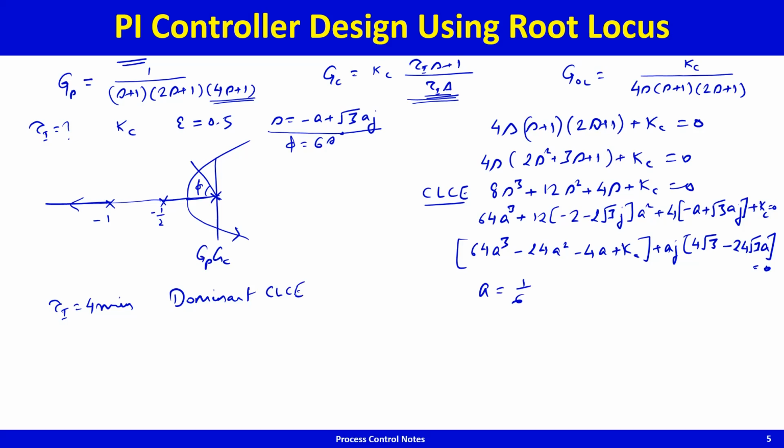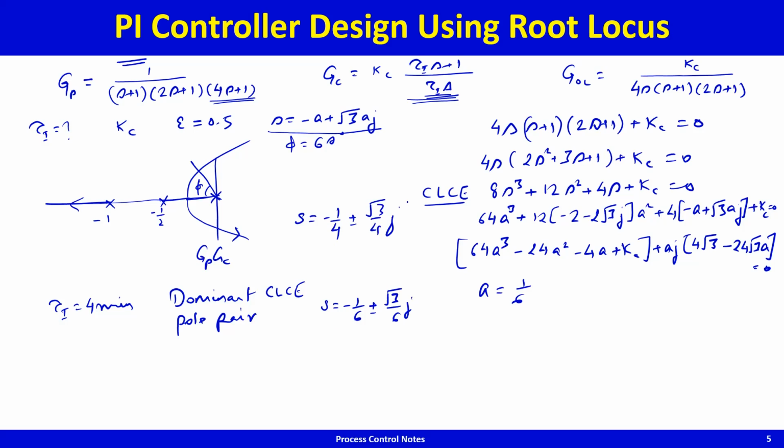So the dominant root of the closed loop characteristic equation, the pole pair then, is s equal to minus 1 by 6 plus minus square root 3 by 6 j. Notice that for a P controller we had the dominant pair as s equal to minus 1 by 4 plus minus square root 3 by 4 j.